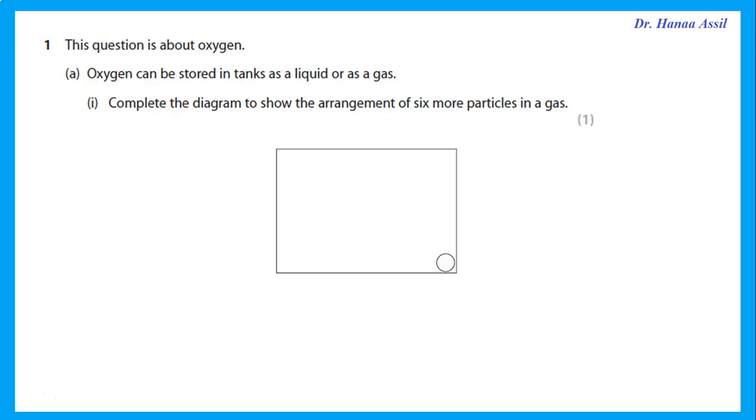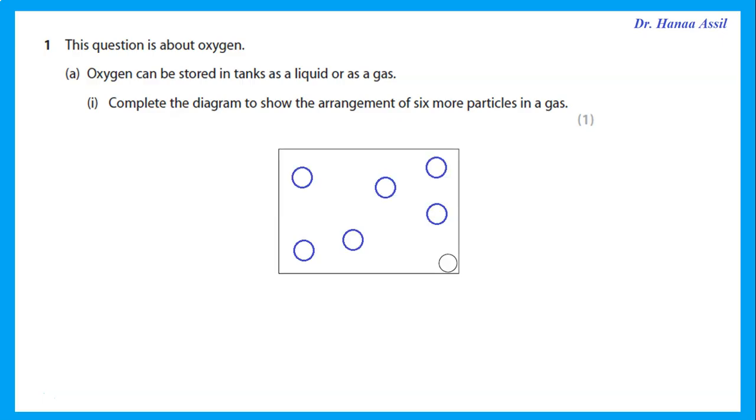The first question says, oxygen can be stored in tanks as a liquid or as a gas. Complete the diagram to show the arrangement of 6 more particles in a gas. So we're supposed to draw 6 particles in a gas, and that means they should be in no particular order, so they should be randomly arranged and far apart. So this is something like this.